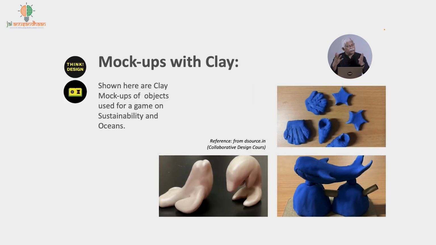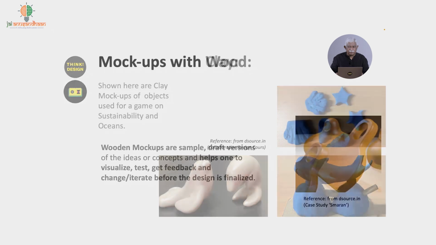Okay, so here actually the person was working on a game. So there were 3D objects which were in the game, okay, which needed to be made. So quickly was prototyped using clay, and you can also beautifully color them. That's the nice advantage of that. Okay, so this was a game on sustainability at the ideation level. Mock-ups were done with the clay.